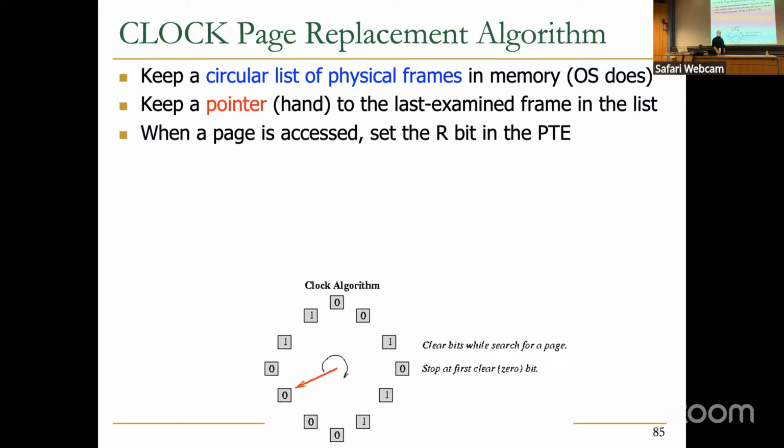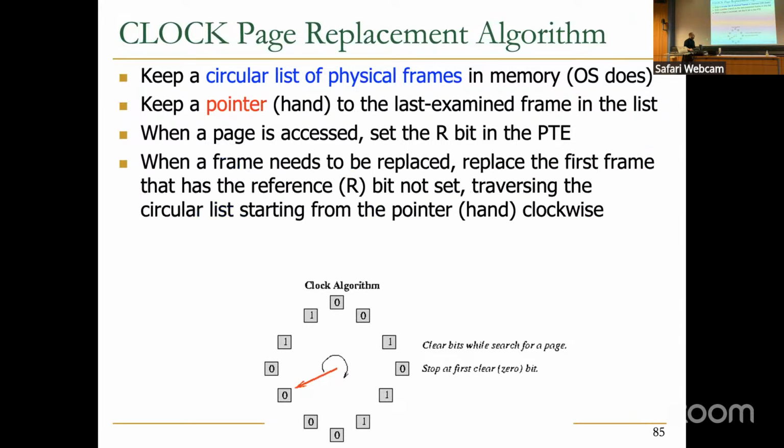It's recently accessed by the program. So don't evict it, basically. And once the R bit is set in the PTE, when a frame needs to be replaced, let's say that all these bits are 1, right? Or let's forget about that. So let's say that the memory is full, right? And let's say that I need to find out right now, using the clock, which page to replace.